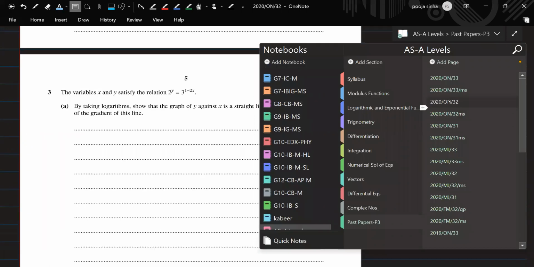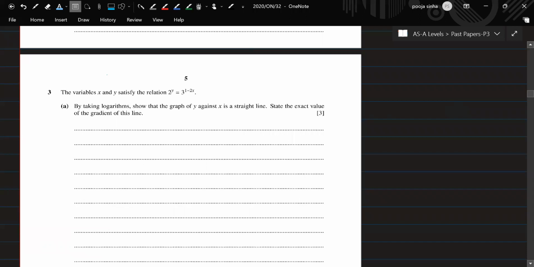Okay, they have taken log also and they accept ln also, both sides. Both are okay. So after we do this, y ln 2 is equal to 1 minus 2x ln 3. Then what did you do? I made it ln both sides. You made it ln.